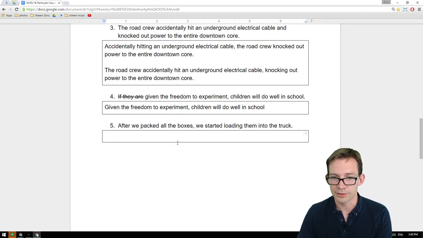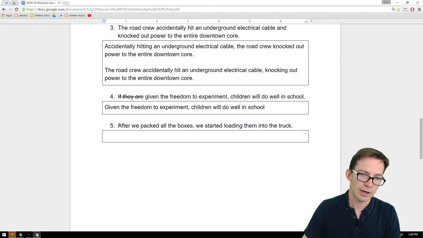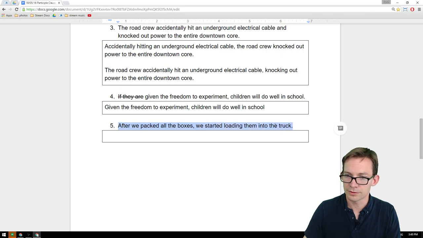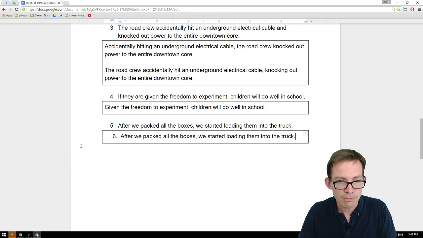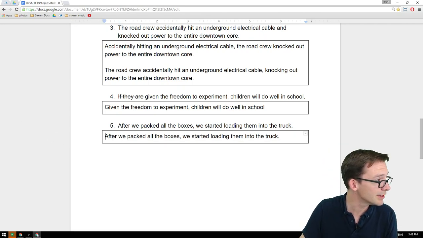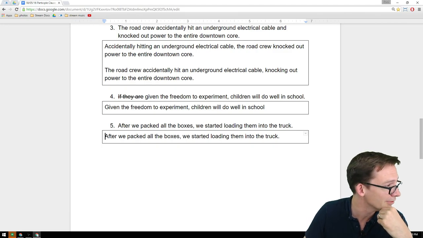Okay, so what about number five? After we packed all the boxes, we started loading them into the truck, okay? Now, again, I saw a couple different answers, but I think most of them were pretty much on the right track or very similar, okay? So let me see if I can find a number five here.